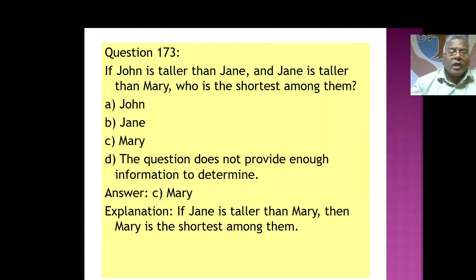If John is taller than Jane and Jane is taller than Mary, who is the shortest among them? Very interesting question. John is taller than Jane, so Jane is below. Jane is taller than Mary, so Mary is below. So what is the hierarchical setup here? Mary above Jane, above John. So who is the shortest among them? Mary. If Jane is taller than Mary, then Mary is the shortest among them.